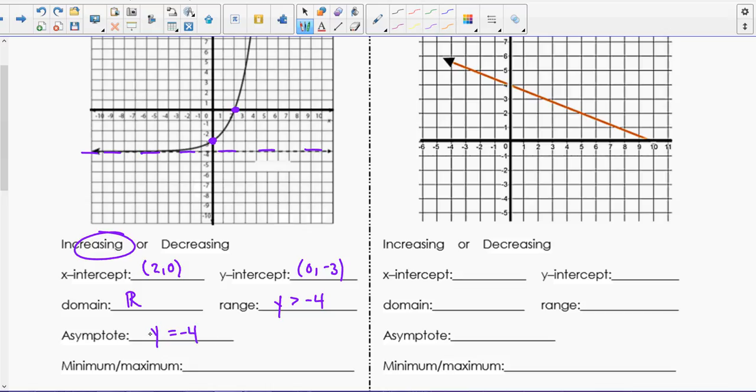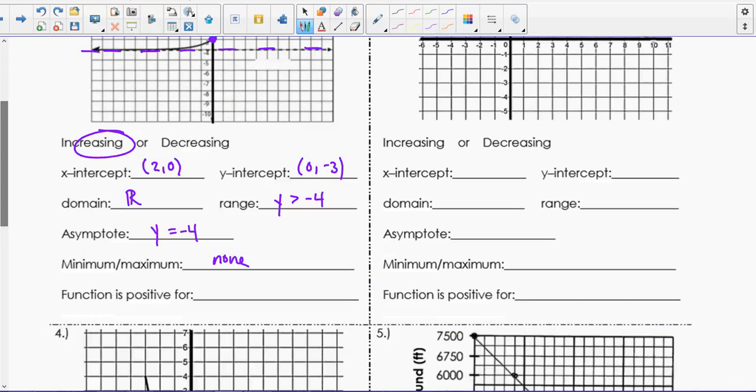Okay, again, equation y equals. This does not have a minimum because it's going to keep getting closer and closer to -4. It doesn't actually stop, and it doesn't have a maximum because it keeps going up forever towards infinity. So it's got no minimum or maximum.